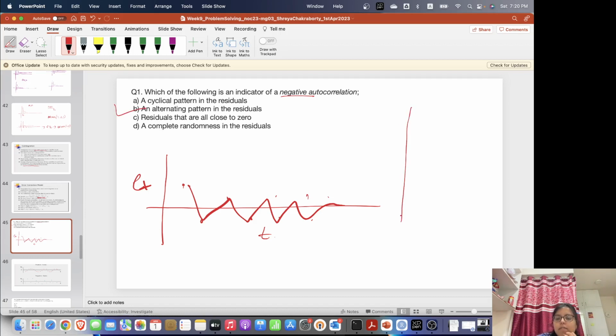So if I draw a scatter plot of the t-th time point against t minus 1, we would have a negative relationship, if this is a linear regression. And if I plot the residuals with respect to time, then we would have an alternating pattern in the residuals. That would be indicative of negative autocorrelation.